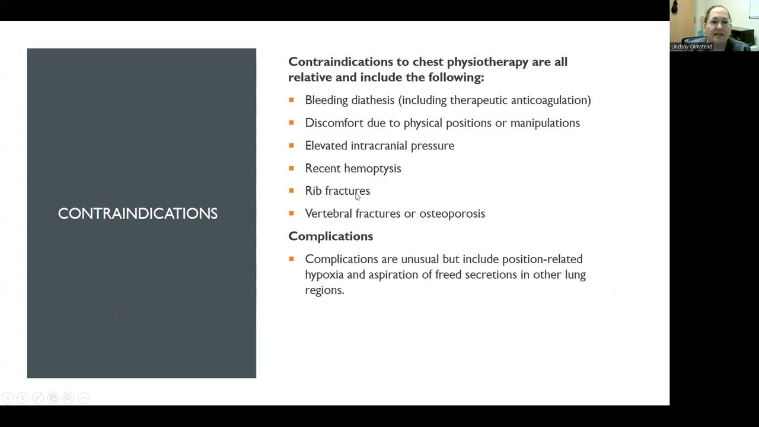Contraindications: bleeding disorders, discomfort due to physical positions, manipulation, rib fractures, lines. If you think back to the vest, if they have lines, we can't put a vest on, but maybe we can attack just one side manually or with a pneumatic percussor. You kind of want to think about what's going on with your patient. Not really a ton of complications with airway clearance therapy, but it's related to position-related hypoxia and aspiration of freed secretions into other lung regions.